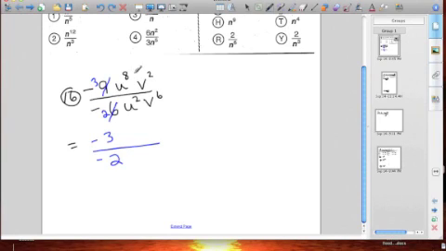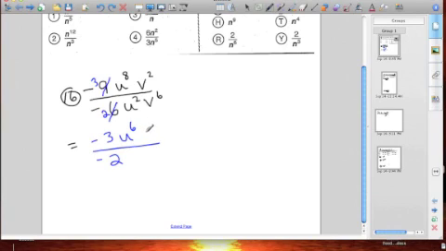u^8 divided by u^2. Well, as we said before, when you divide two powers with the same base, you subtract the exponents. These are the same base, they're both u, so you can subtract the exponents. 8 minus 2 is 6. So I keep the same base, and my exponent is now 6.